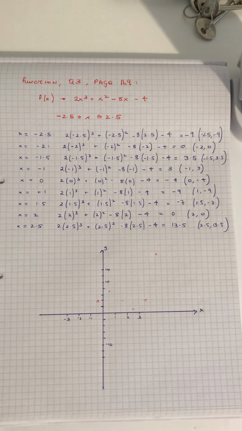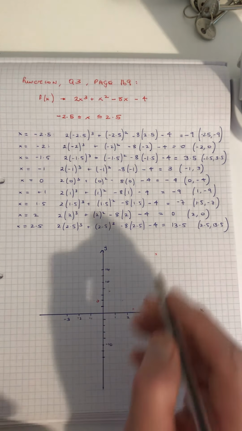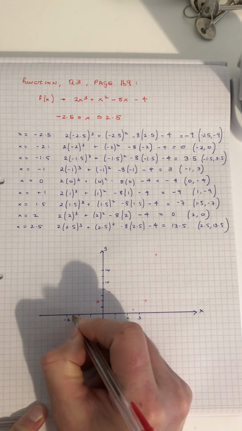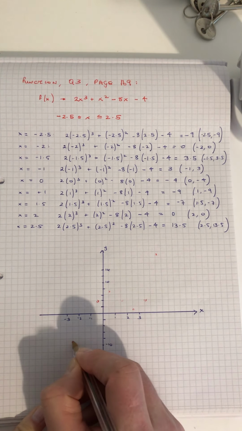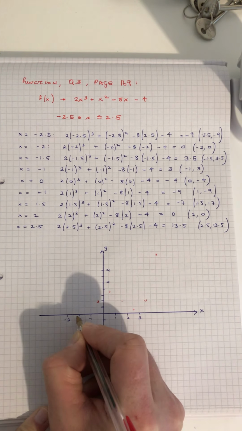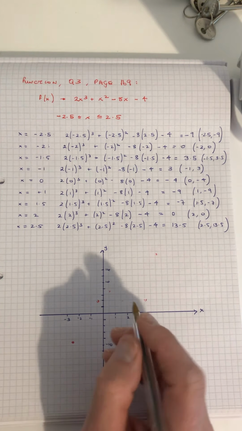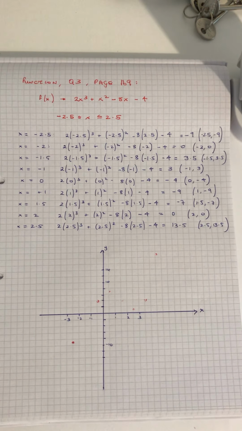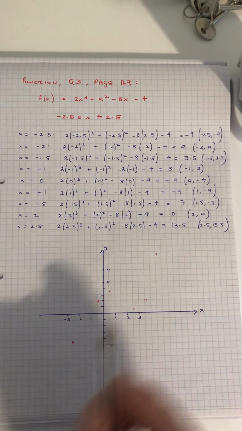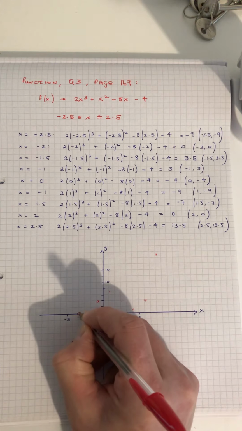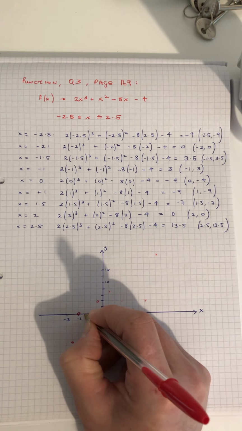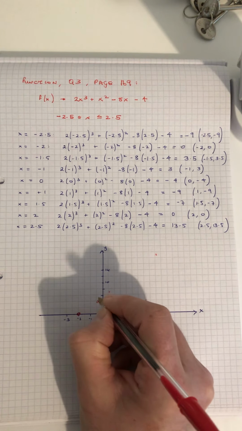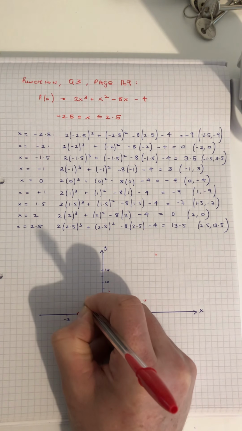So in this case here, we have minus 2.5 down to minus 9. So minus 9 will be somewhere here. Okay, and 2.5 is in between minus 2 and minus 3. And then the next one is minus 2, 0. Minus 1.5 up to 3.5, so somewhere here.